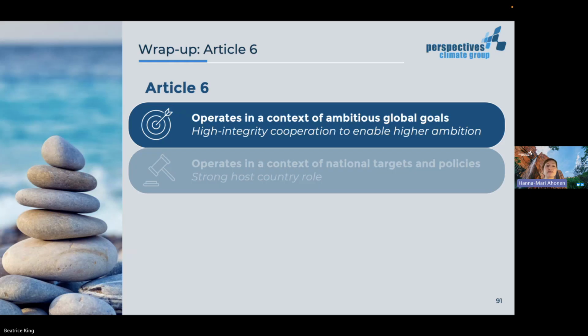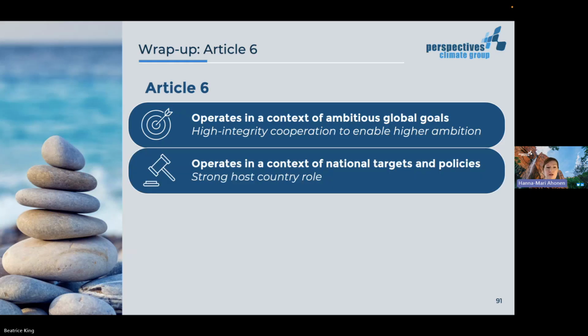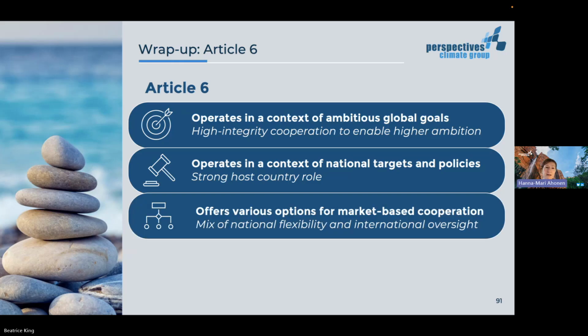The next point is that it operates in a context of national targets in every country. That also wasn't the case until 5 years ago. Those targets translate into policies. You were always required to take policies into account, but there weren't so many policies before. Now with all of these targets, you have a new context, and that is the reason why we have such a strong host country role. And then thirdly, you have different options. There is a mix of national flexibility and international oversight.